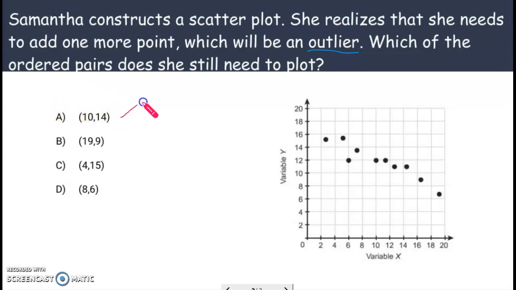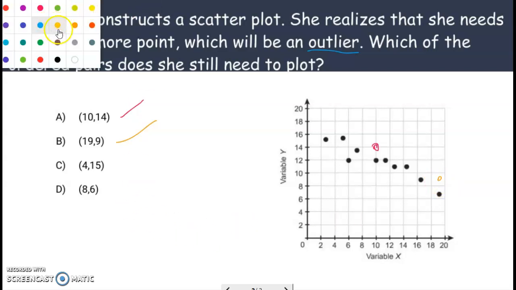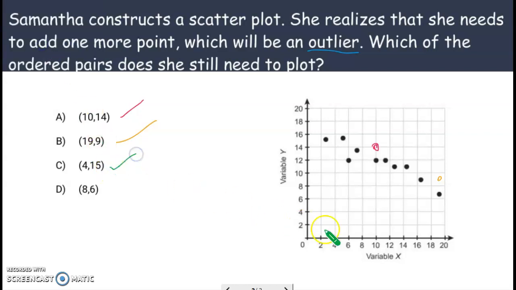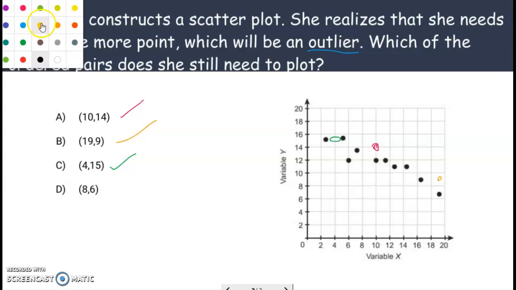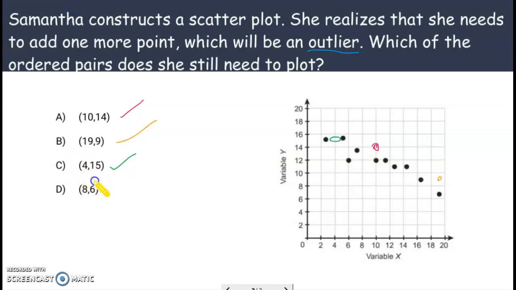So let's check out 10, 14. If we go 10, 14, that would be right here. That looks like it's within the trend of the data. 19, 9. 19, 9 would be approximately here. Still within the trend, the grouping of the data, if you will. 4, 15. Right here. Okay, so I'm thinking D is going to be our outlier, and let's see if it is.